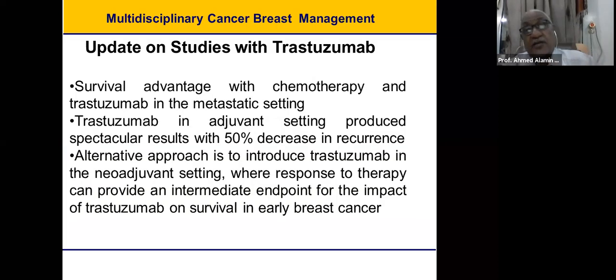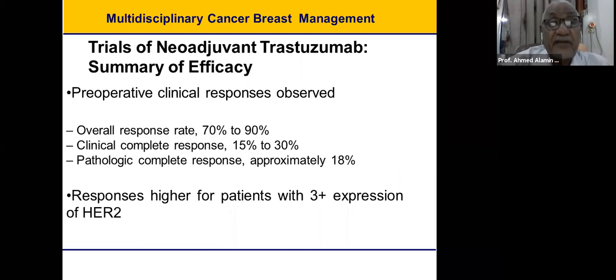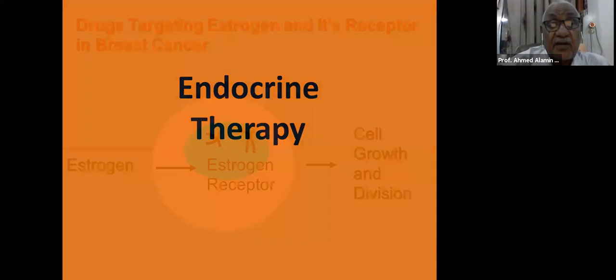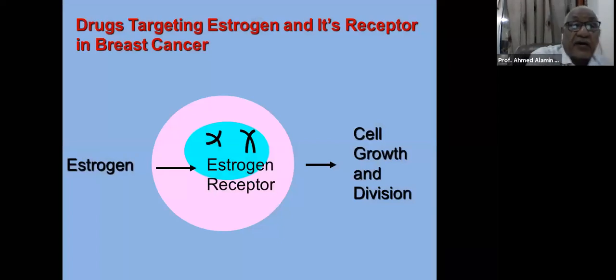Update on studies with trastuzumab or Herceptin, which is a targeted therapy: survival advantage with chemotherapy and trastuzumab in the metastatic setting, added to adjuvant setting produces spectacular results with 50% decrease in recurrence. An alternative approach is to introduce trastuzumab in the neoadjuvant setting, where response to therapy can provide an intermediate endpoint for the impact of Herceptin on survival in early breast cancer. Really, if you give it neoadjuvant, it seems to improve the outcome very greatly.